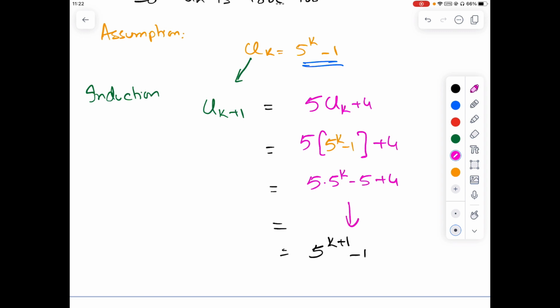So conclusion, you can write it out. It is true for n equals k and n equals k plus 1. By the principle of mathematical induction, it is true. That conclusion, I'm not writing it out.